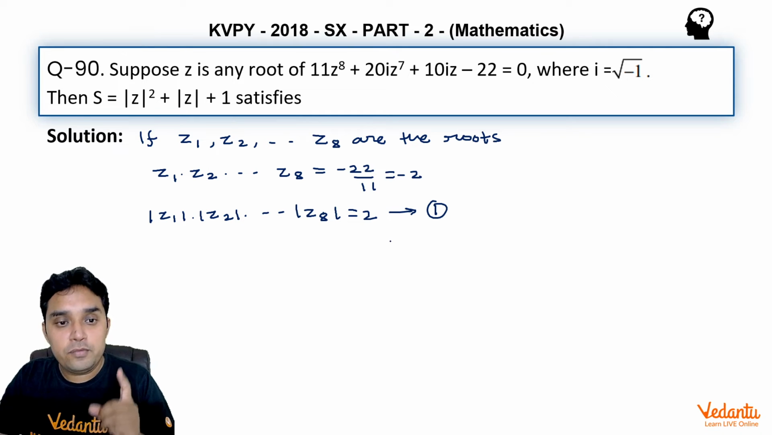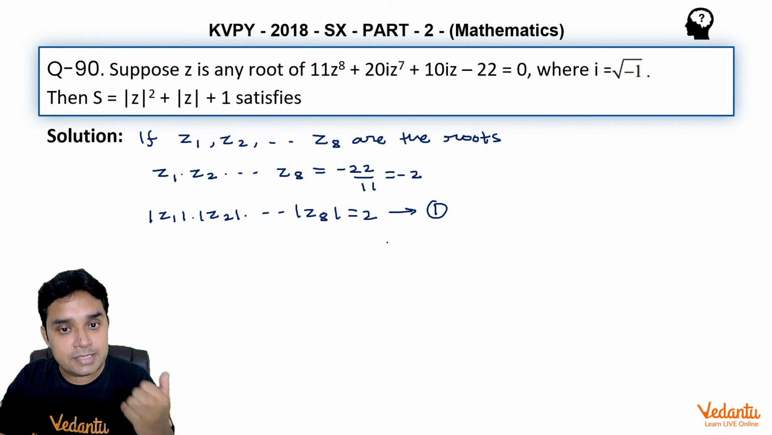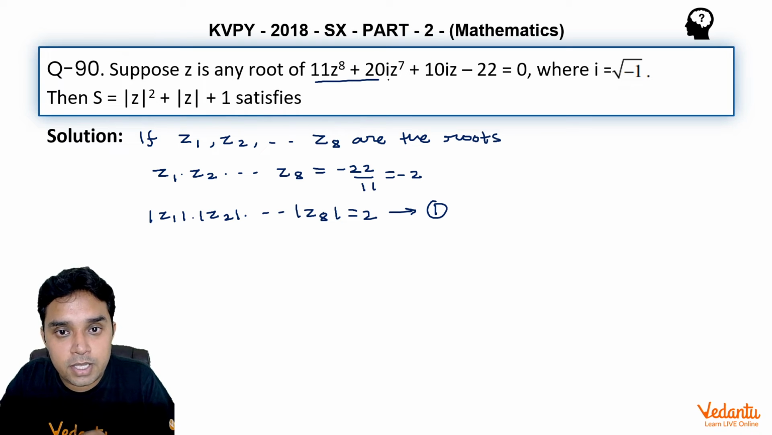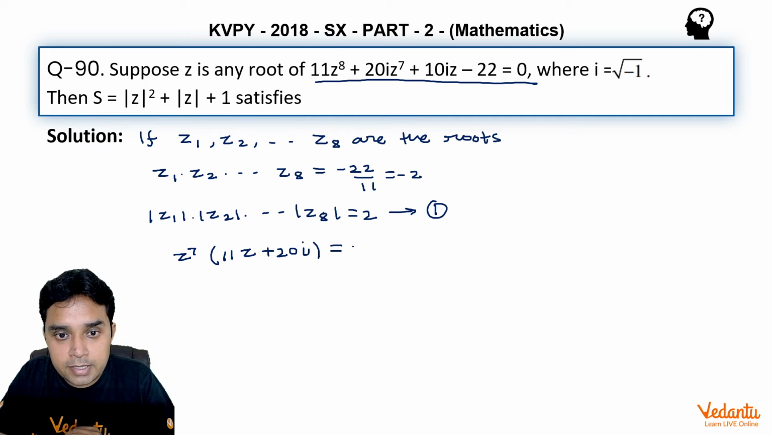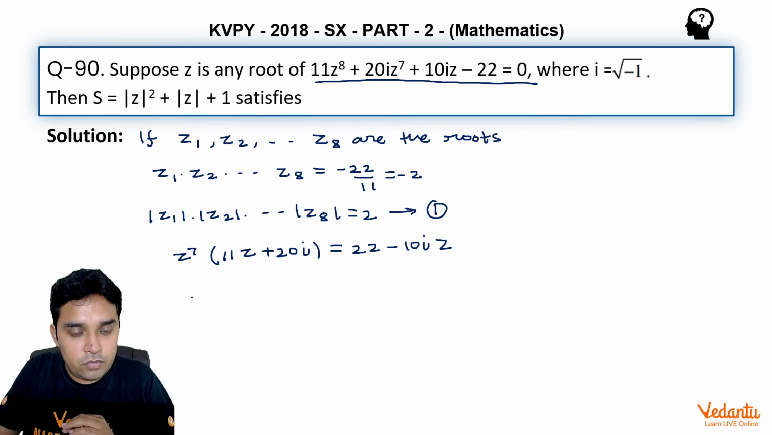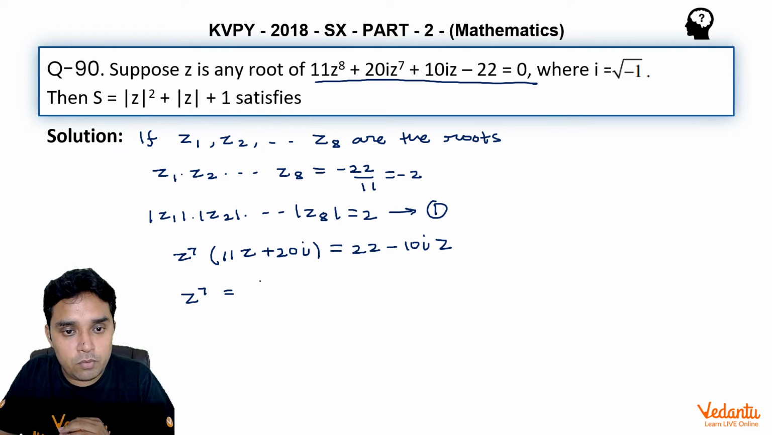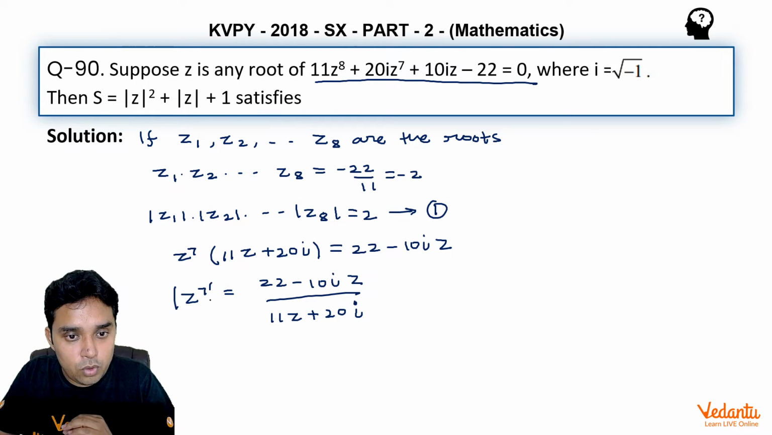Now to check whether |z1|, |z2| can be less than 1 or not, let us write this equation once again, taking z^7 common from the first two terms. Then it will be (11z + 20i), and on the right hand side we will have (22 - 10iz). So we can write z^7 equal to (22 - 10iz) upon (11z + 20i). We can put mod on both sides, so we will get like this.